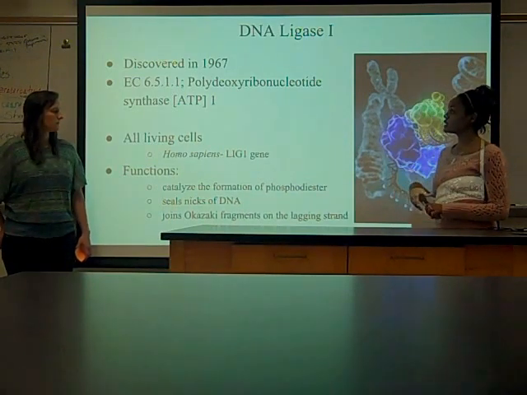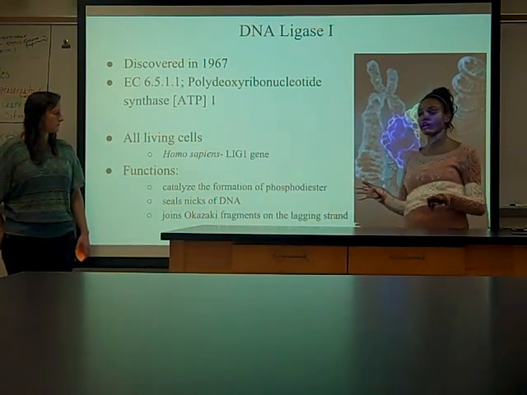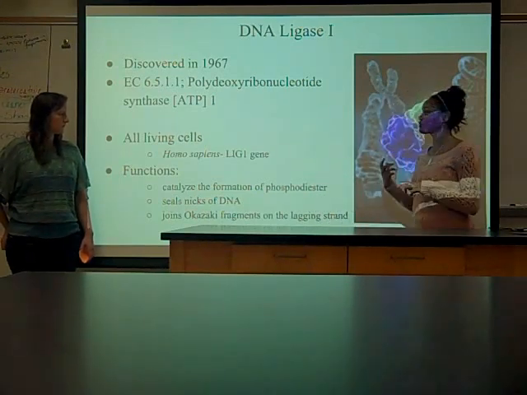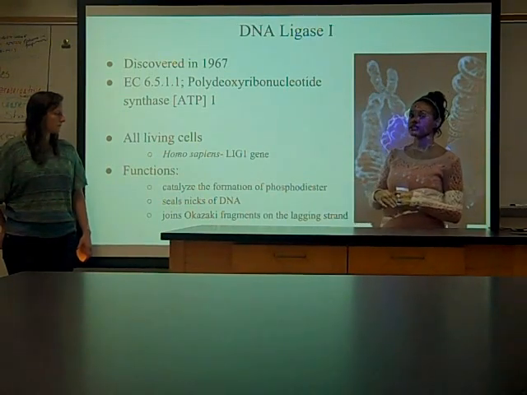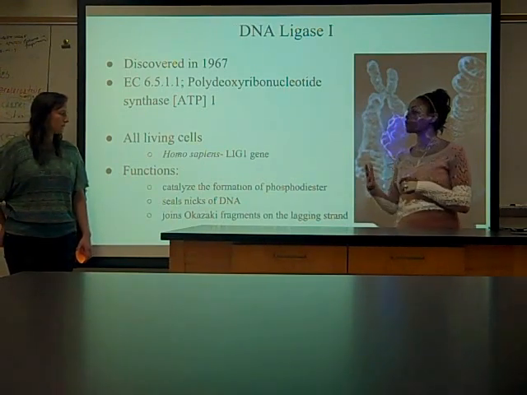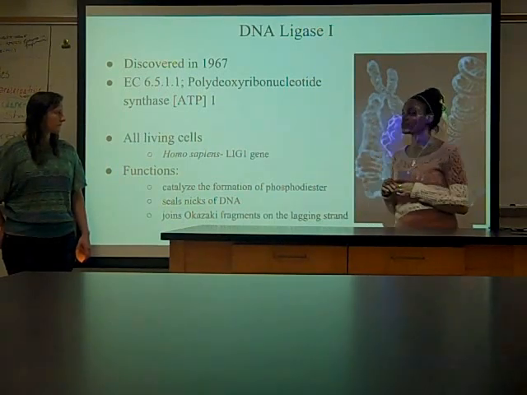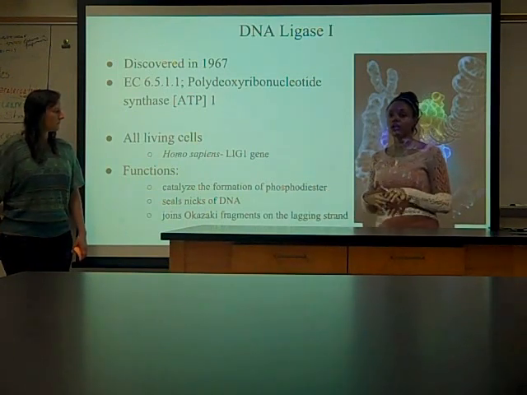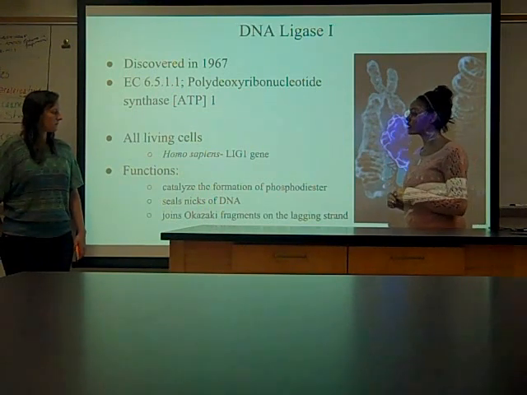All living cells have DNA Ligase I, but there is a split between the cells, eukaryotic and prokaryotic. Eukaryotic cells use ATP as a co-substrate for the enzyme, while prokaryotic cells use NAD+. So because we'll be talking about humans and mice and other eukaryotic beings, we're going to be talking about the ones that use ATP as its co-substrate. And also within humans, we do have a LIG1 gene, and the next slide we'll talk about what chromosome it's on and where that's located.